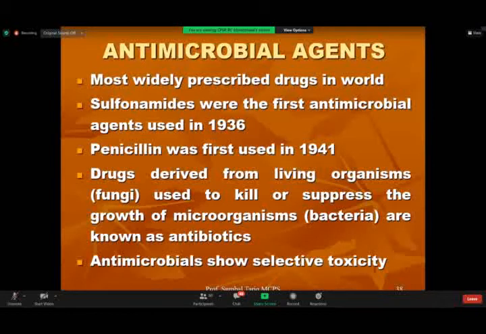और drugs derived from living organisms, which are mostly fungi, used to kill or suppress the growth of microorganisms, which in this case are bacteria, are known as antibiotics. मगर मैंने शुरू में आपको एक concept दिया है, which is chemotherapy. Chemotherapy includes not only the antibiotics, which are derived from the living organisms and used to kill or suppress microorganisms like bacteria. Chemotherapy का मतलब ये है कि you include everything.